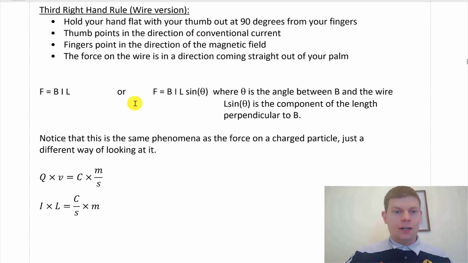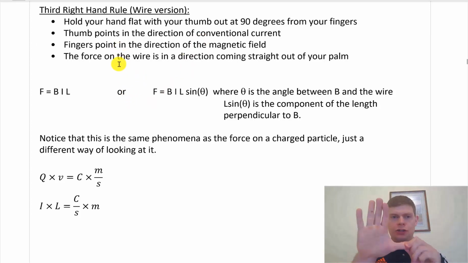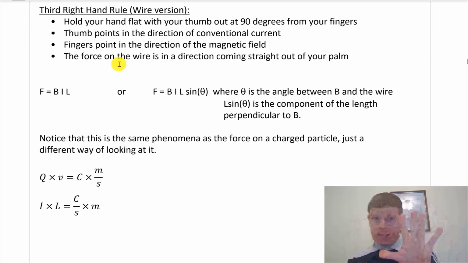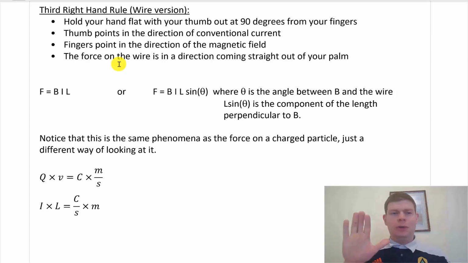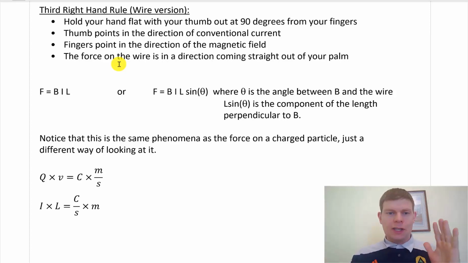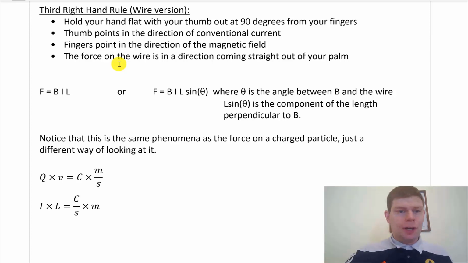So yeah, that's about it for this guy. Thumb, conventional current flow. If you want to use your left hand, you can do electron flow. But generally you just stick with conventional current flow. Fingers, magnetic field, and palm is force.